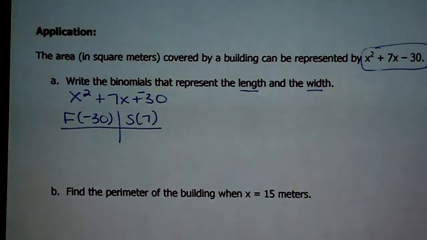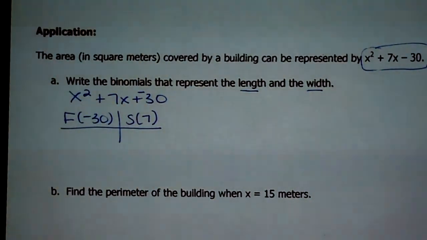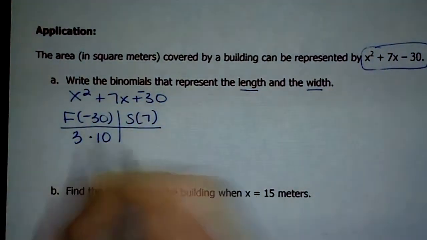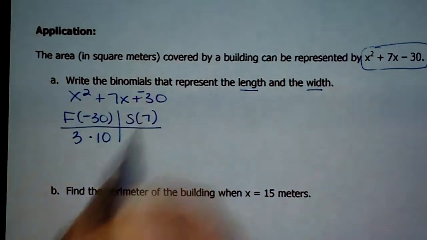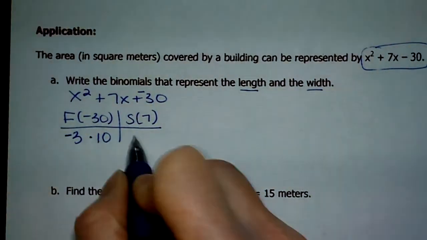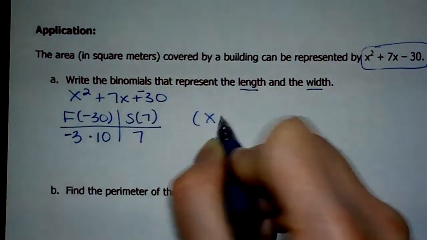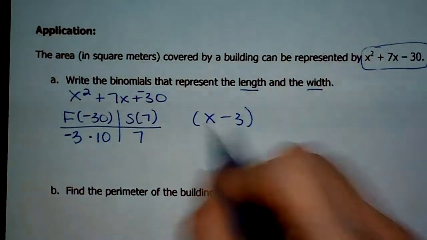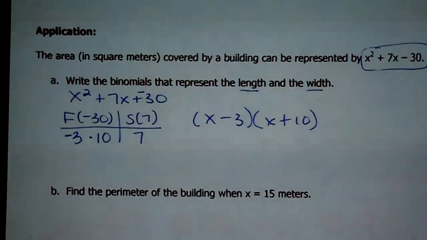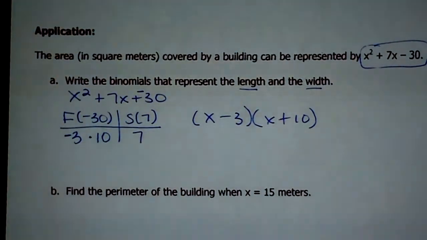I know that 6 times 5 is 30, but when I subtract those, I'm not going to get 7. I also know that 3 times 10 is 30. That's helpful. And when I subtract those, I do get 7, but I need this to be a negative so that I can get a positive 7 there. So the result here, I have one of my side lengths would be x minus 3 and the other would be x plus 10. So we're not done. There's more. Like I said, always an infomercial.